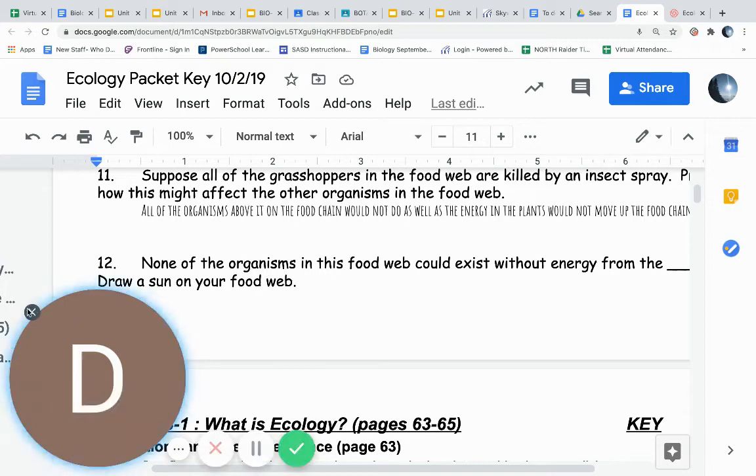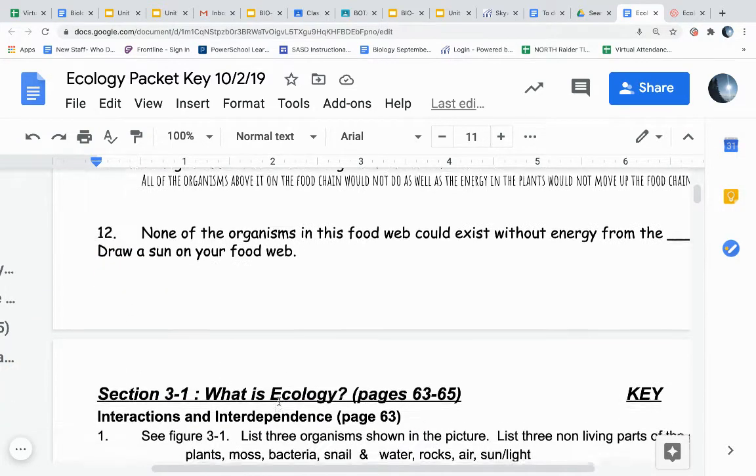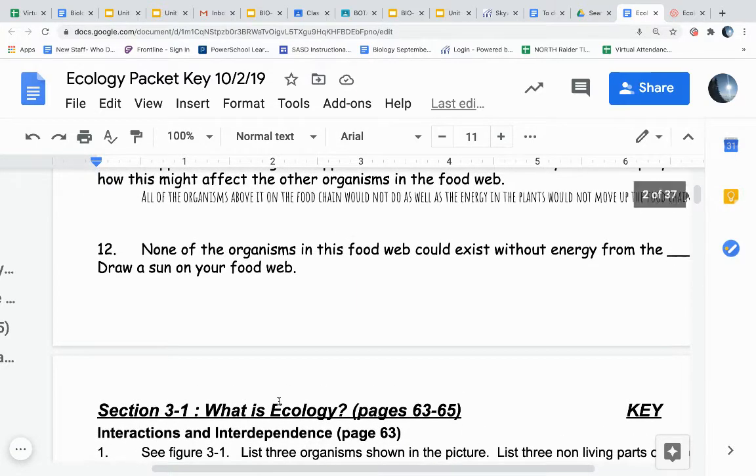Hello, biology students, and today I'm going to be walking you through sections 3.1 and 3.2 of your ecology packet. So make sure you have done these sections, so they will be marked as late if they are not completed. So let's get started. Remember, these correspond to your text. I am on a different document, but each of these were provided to you in separate documents.